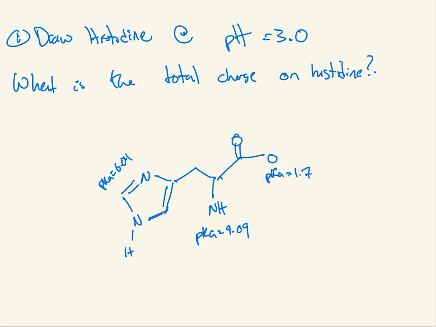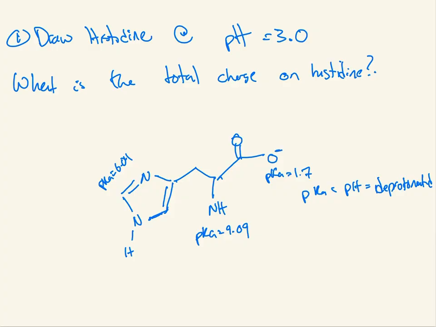All right, so there's a structure of histidine. Okay, let's look at the carboxylic acid side first. How does the pKa compare to the pH of the solution? The pKa is less than the pH, which means it's in the deprotonated state. And for oxygen, that means it's minus, so it'll be -1 there.